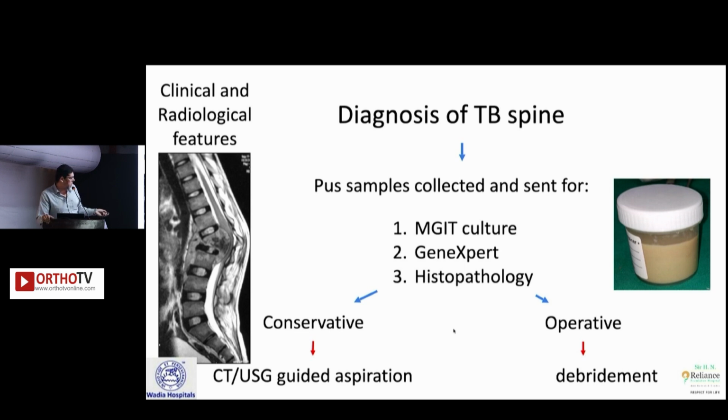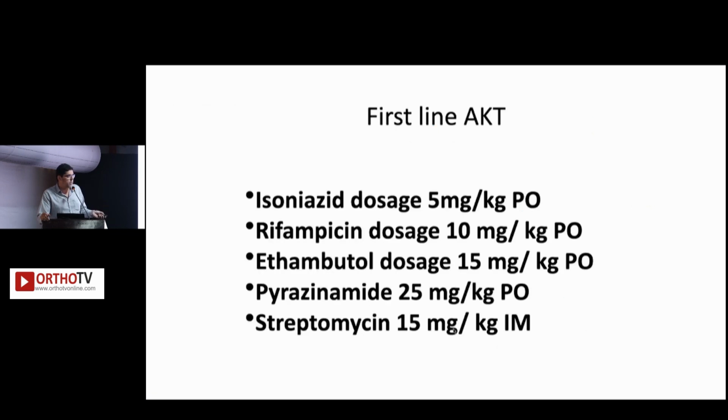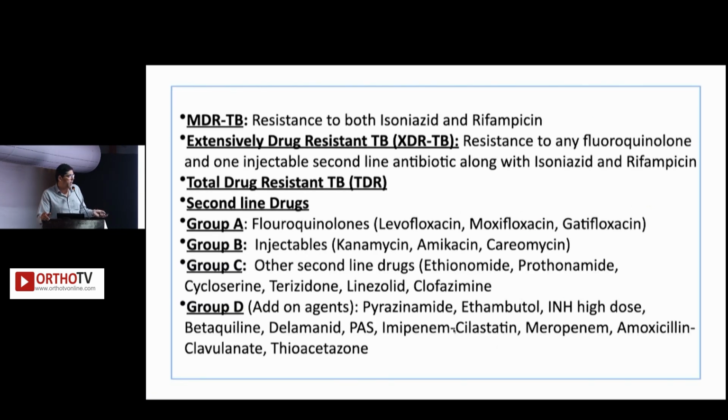And basically we give conservative treatment to all patients as a rule. Operative treatment is only if there is a neurological deficit. The treatment is started as per ID after sending the samples. Empiric AKT is started if we don't get a gene expert positive. Usually first line AKT is started. Second line AKT is reserved only for particular situations, like if it is culture proven, or if we have to start it empirically based on clinical non-response to first line.